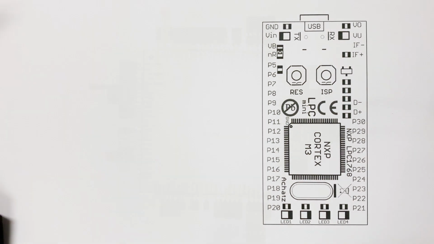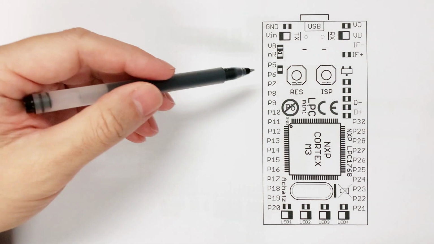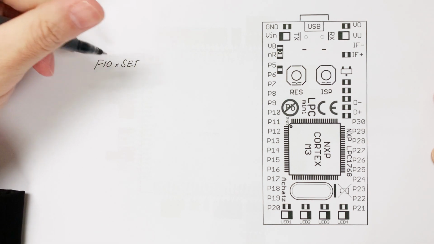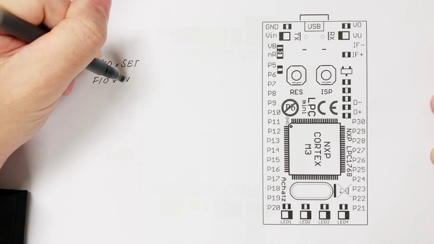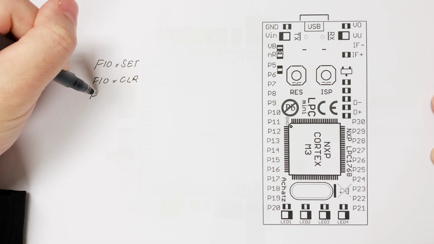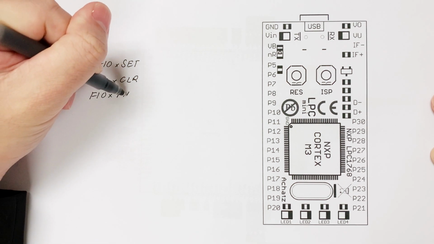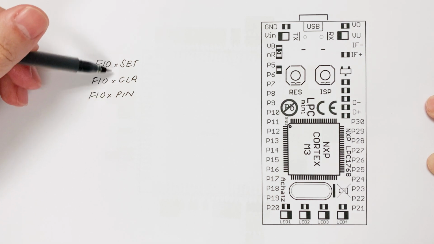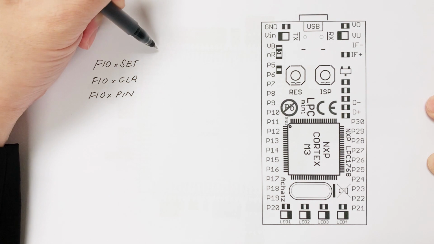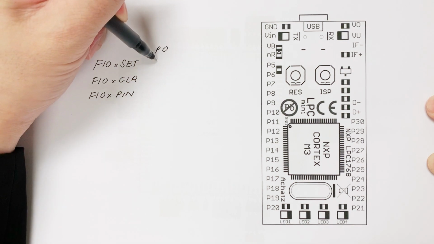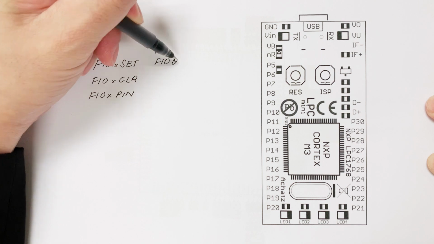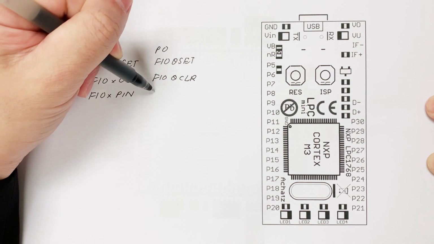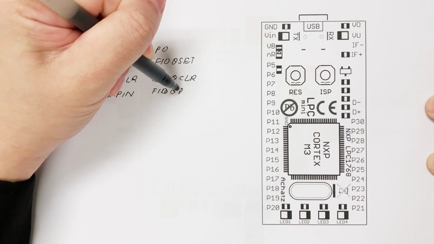There are a few registers which are very important when dealing with the input-output. The first one is FIOxSET, the second one is FIOxCLR, and the third one is FIOxPIN. The x represents the port number that we would like to use. For example, if you want to use port 0, the registers will be FIO0SET, FIO0CLR, and FIO0PIN.